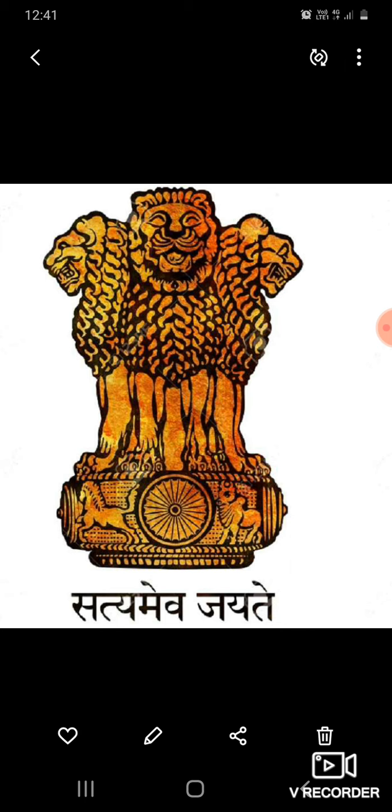The base is round in shape and there is a wheel in all the 4 directions. Between the wheels you can see images of an elephant, bull, horse and lion. The wheel at the base is known as the wheel of Dharma. Even on the white strip of the flag, the symbol of the wheel is found in blue color. We have already discussed that. Now, the government of India adopted our national emblem on 26th January 1950.